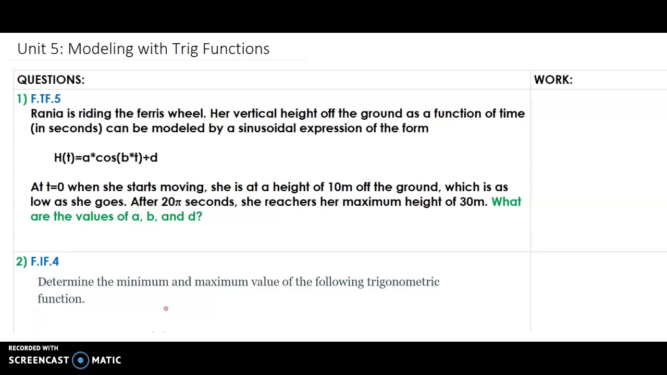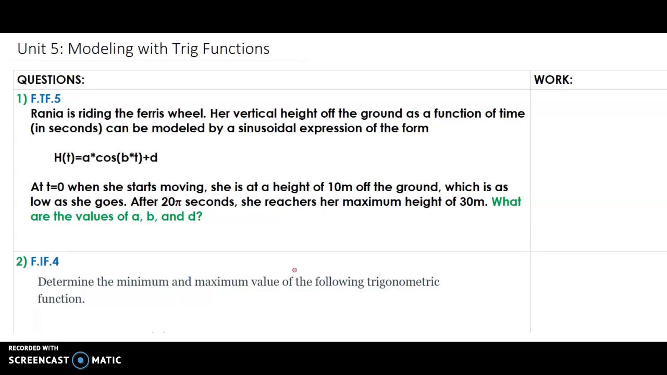Number 1, it says, we have a situation that can be modeled by this function h of t, and then it gives us some more specific information. Ultimately, we're trying to find what the values of a, b, and d are. Before we get into the actual numbers, what I want us to talk about first is just a review of what each of these values stands for in a trig function.